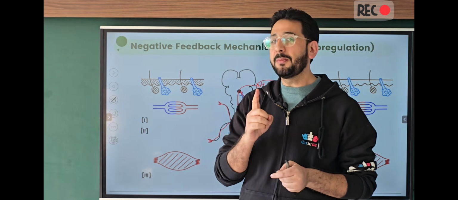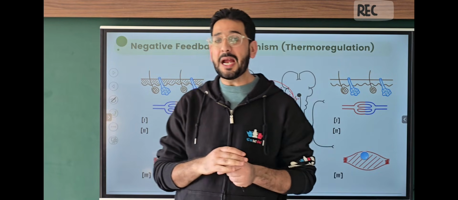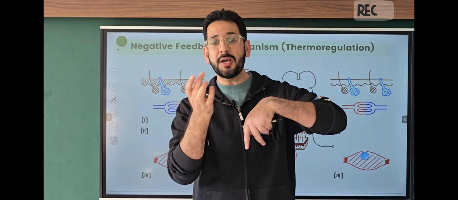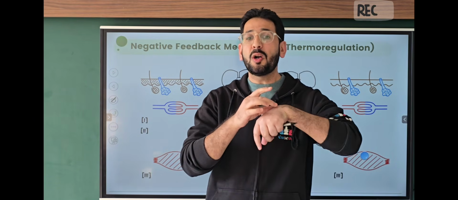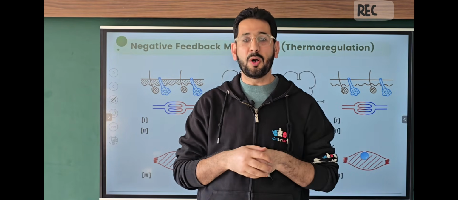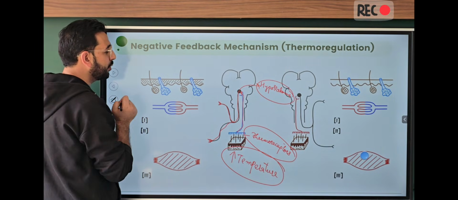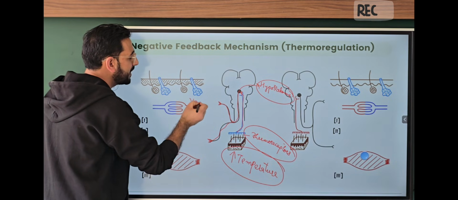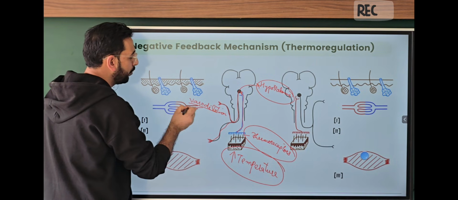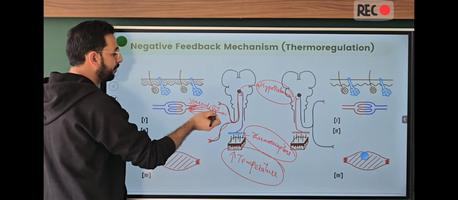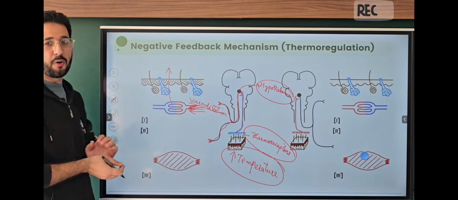blood vessels. Now, if there is increased temperature, that means we want to radiate more and more heat from our body. We do not want to conserve the heat, we want to radiate the heat out of the body. So the hypothalamus will act on the cutaneous blood vessels and it will lead to vasodilation. And vasodilation means more and more blood flow will be going to the skin. That means more and more heat will be radiated out of the skin.